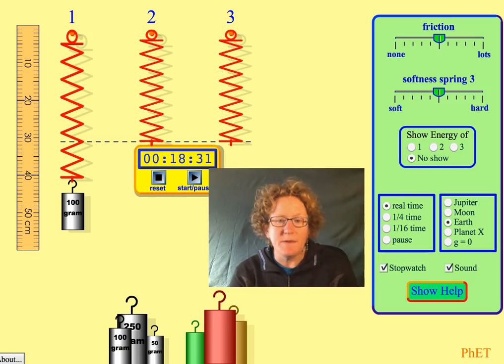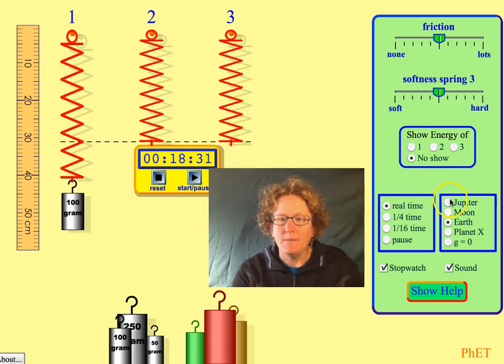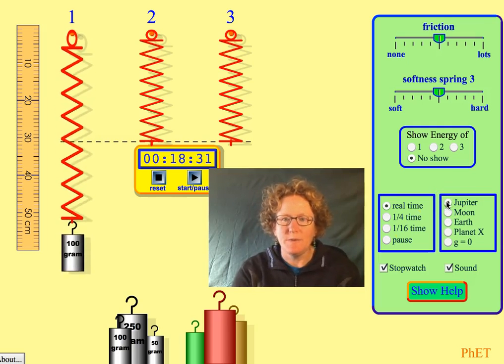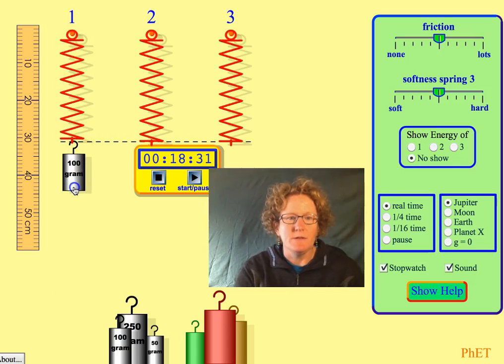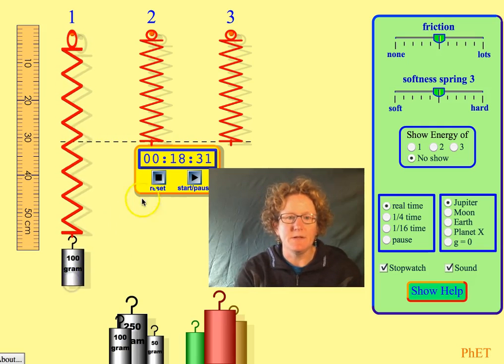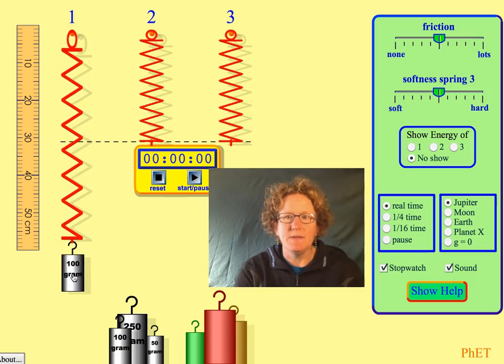So we're going to do pretty much exactly the same thing we did for the last experiment, except this time I'm going to look at what would happen if we were on Jupiter, where the force of gravity is a little bit different. So I'm going to pull the spring up here. Oh, I better reset my stopwatch first. I'll reset that. I'm going to let this, oh, we still have to have friction on 0.